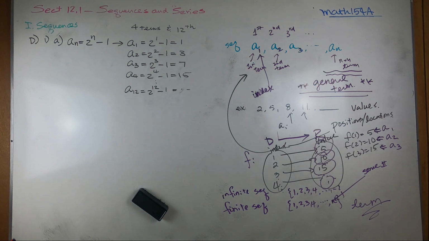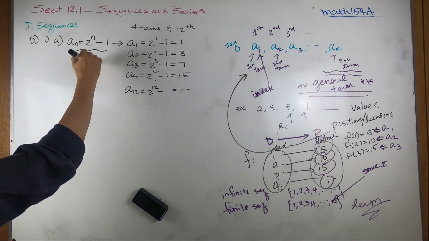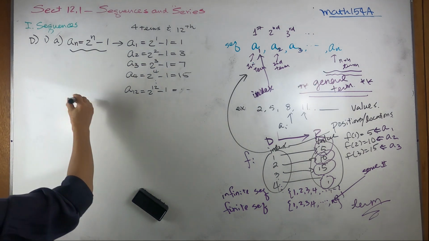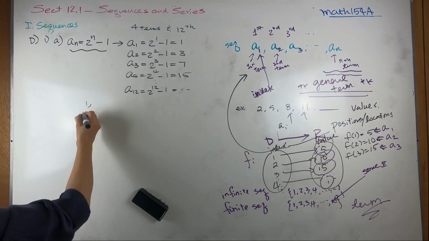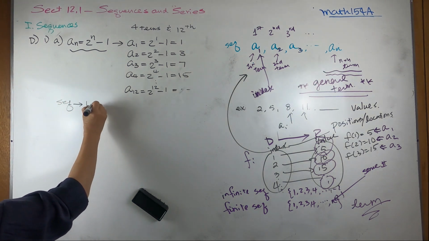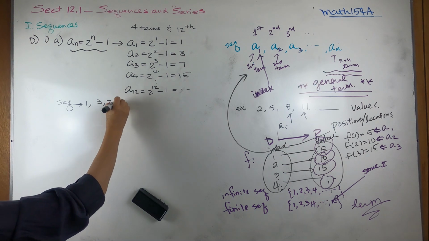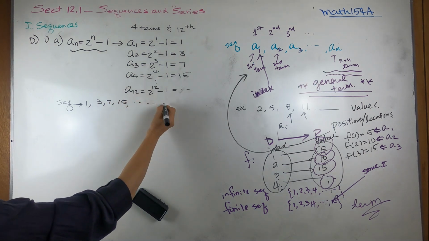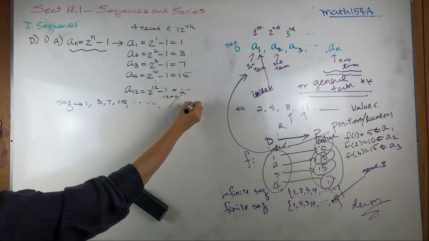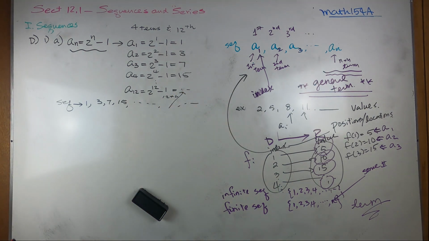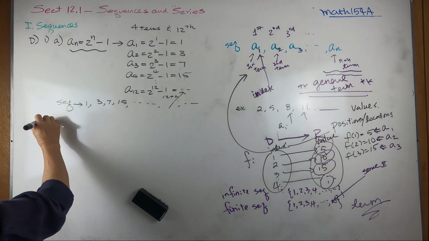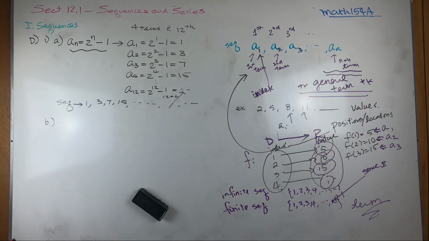Okay, so this general term is telling you that you will follow this pattern. So the sequence would be what? 1, 3, 7, 15, all the way to the 12th term, that would be this number, right? That's what the symbol is telling you.